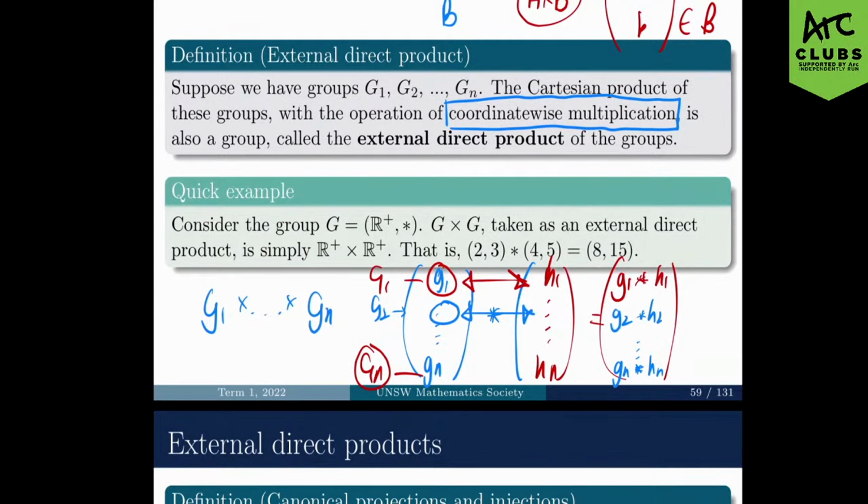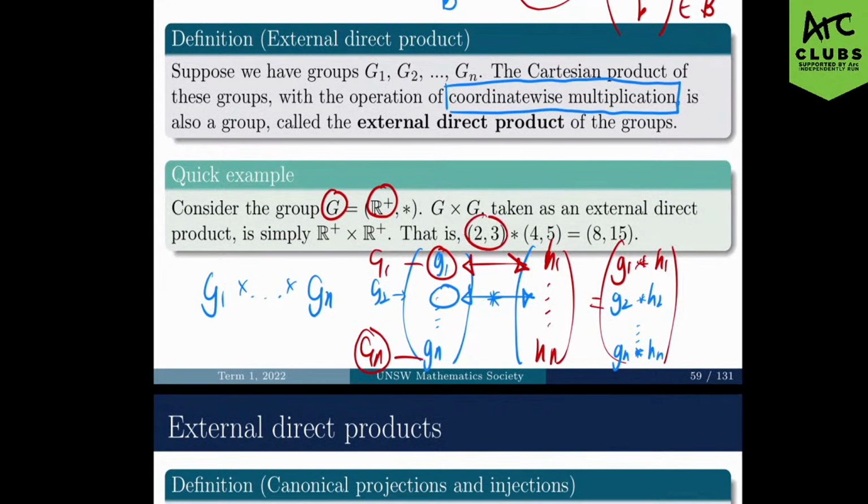As a very simple example, we've taken G as the standard set R+, and that's a standard group under multiplication. And if we do (2, 3) operated on (4, 5), we just multiply them individually. So 2 times 4, we get 8, and 3 times 5, we get 15.